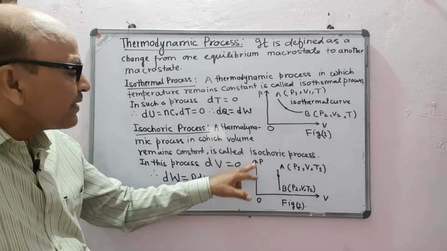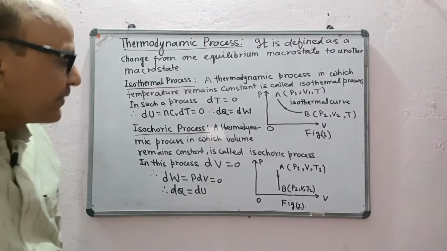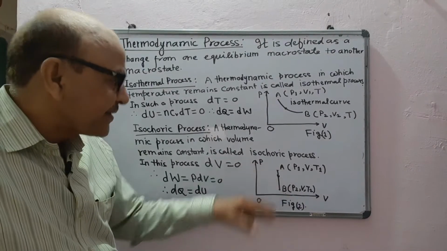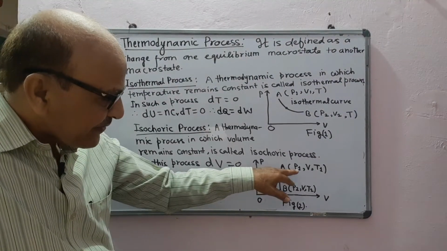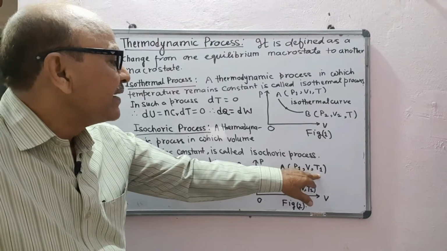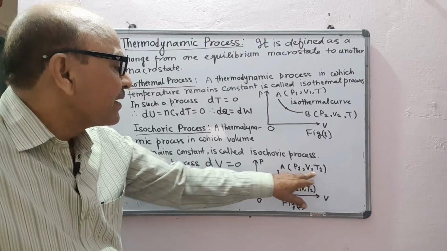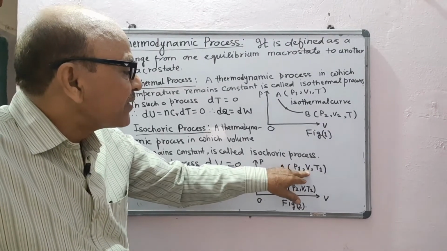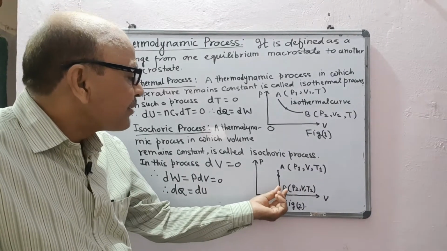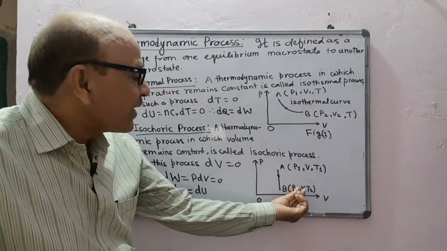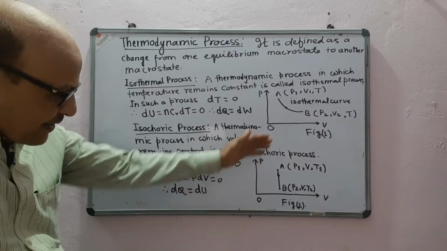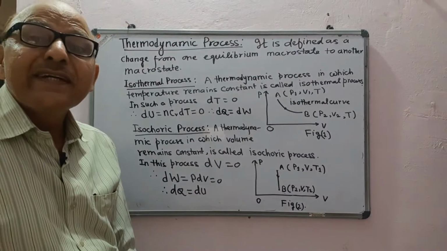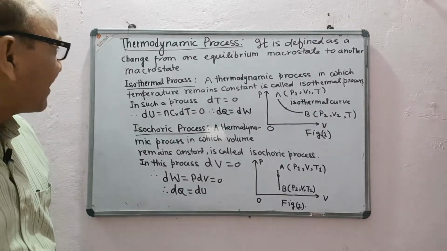Figure 2 shows the graph AB, which is isochoric curve. At point A, pressure is P1, volume is V and temperature is T1. At point B, pressure is P2, volume is V and temperature is T2. Thus, the volume is constant throughout the process.